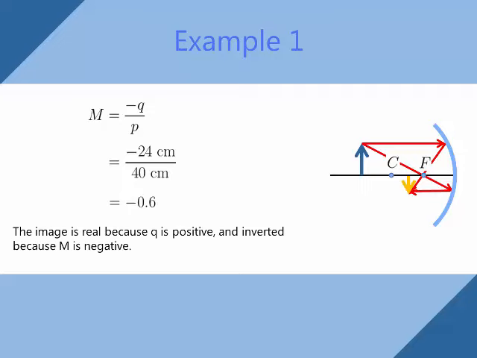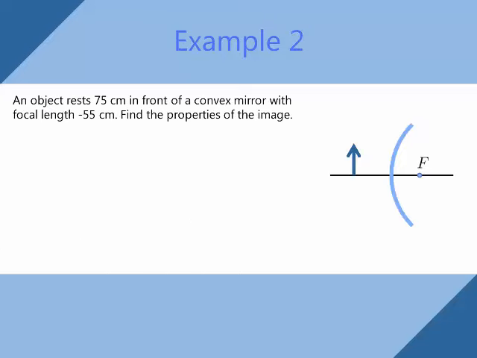So the image is real because q is a positive number, and inverted because m is a negative number. The image will also be 60% of the size of the original object. In our second example, we have an object 75 centimeters in front of a convex mirror that has a focal length of negative 55 centimeters. We would like to know the properties of the image, namely, its distance from the mirror and its magnification.